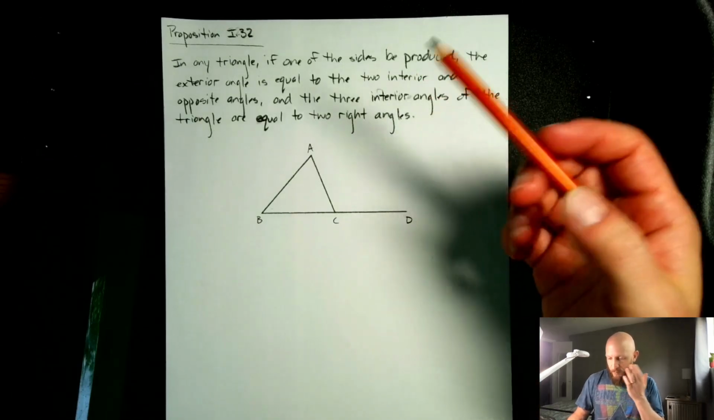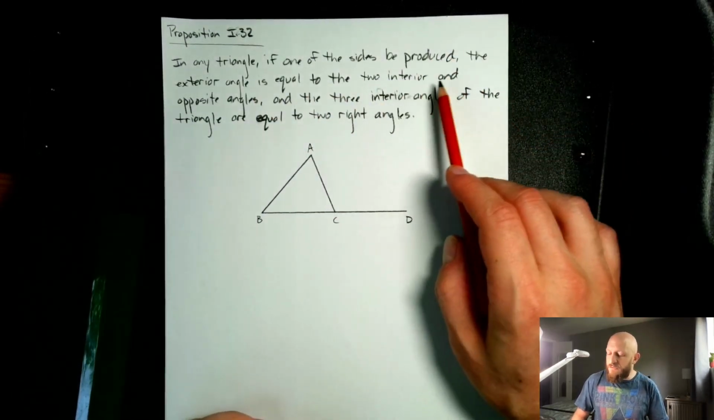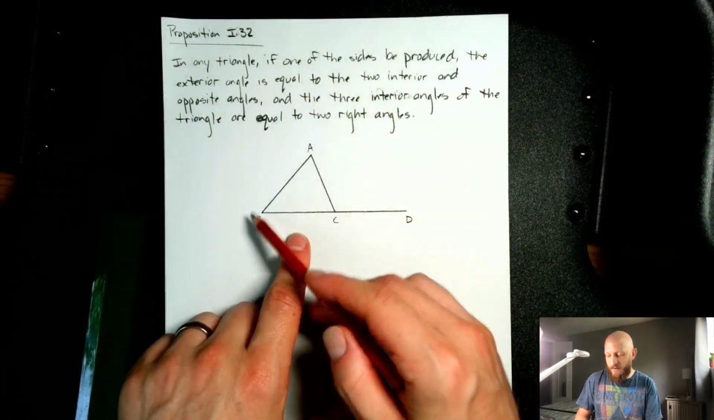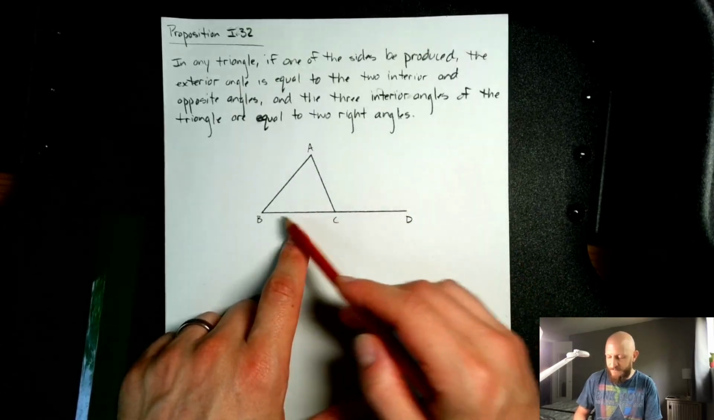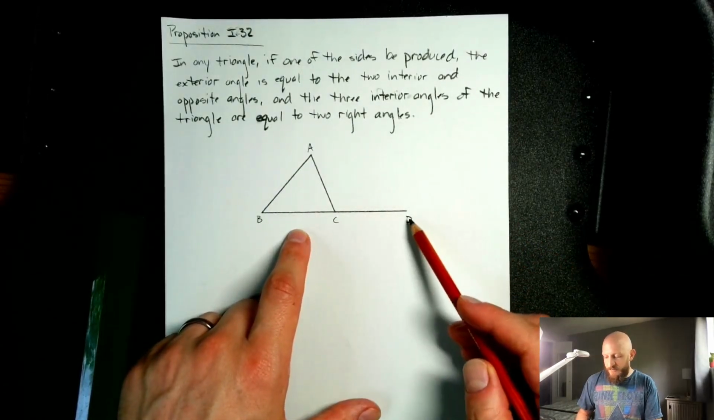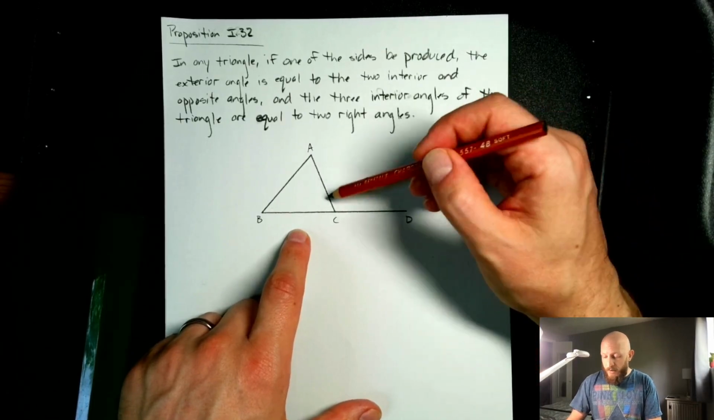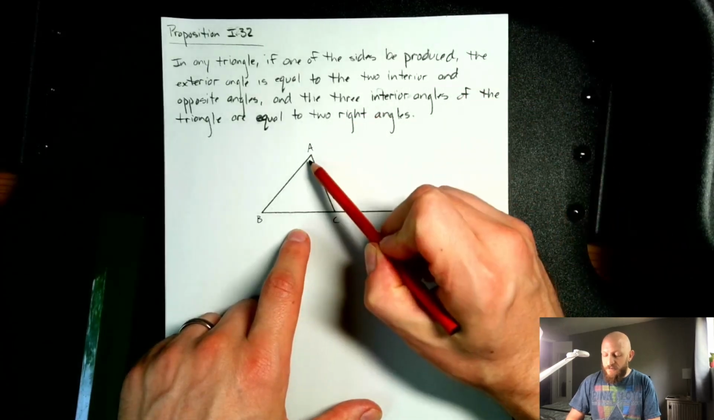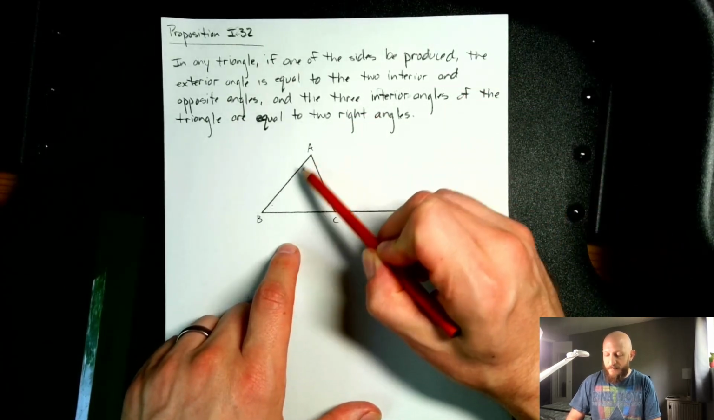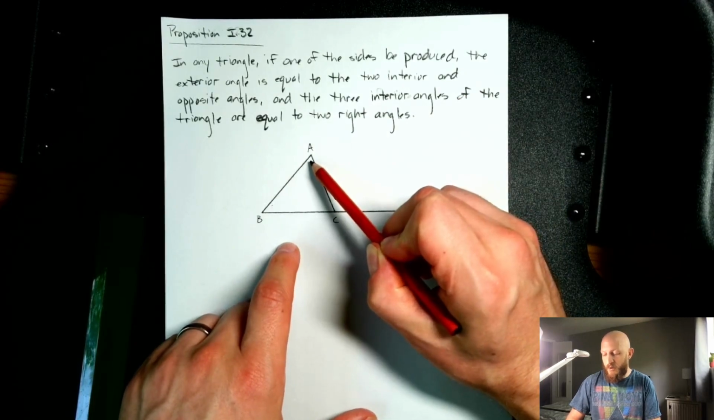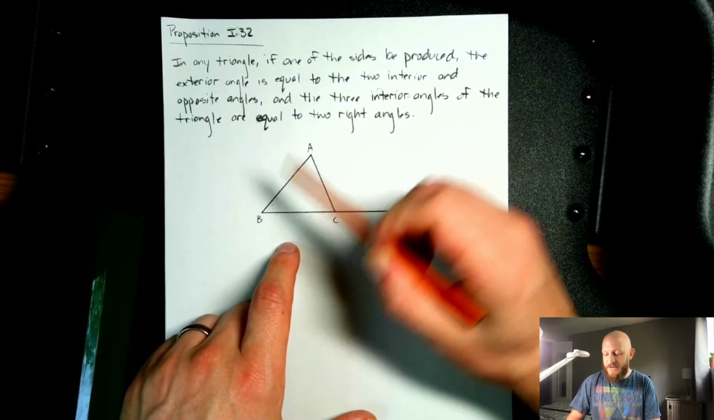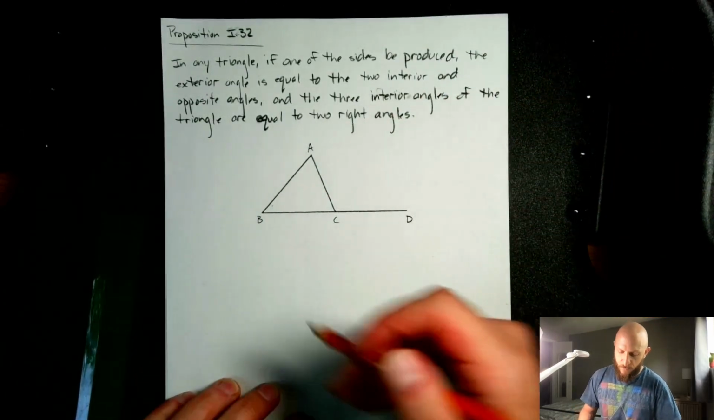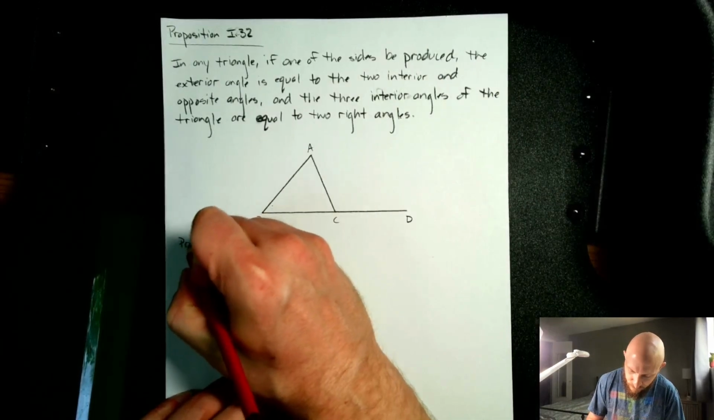So the first thing that we're going to prove is that the exterior angle is equal to the two interior and opposite angles. In other words, if we have our triangle ABC and we produce one of the sides, say BC, to some point D, what we want to prove is that this outside angle, ACD, is equal to the sum of the two interior and opposite angles. So in other words, we want to prove that angle A plus angle B equals angle ACD. So that's the first thing that we will prove. So let's do that.